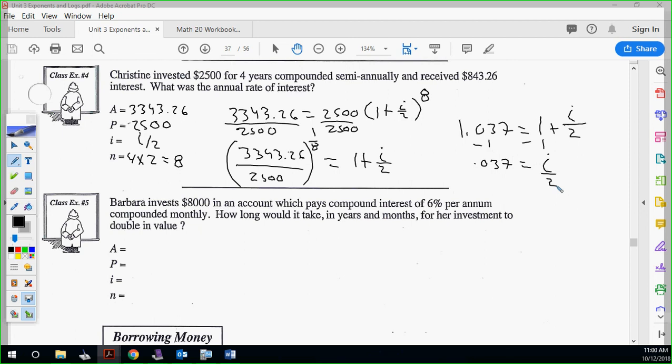And then multiply by 2. And so you see it's going to be 7.4%. 0.074 equals I. So I equals 7.4%. So the rate they had was 7.4%. Okay? Times 2 because it's semi-annually.